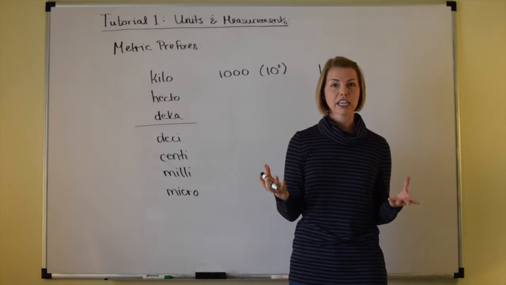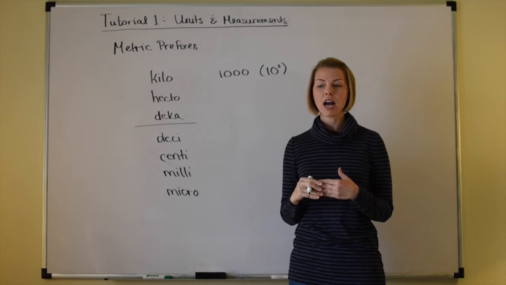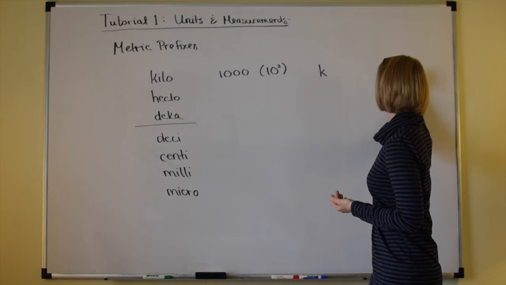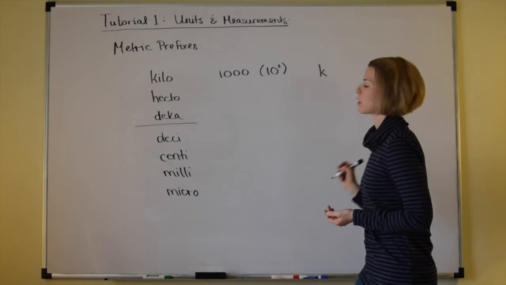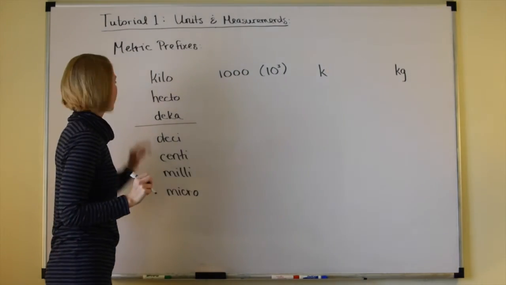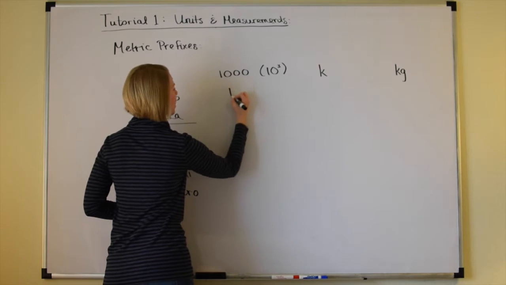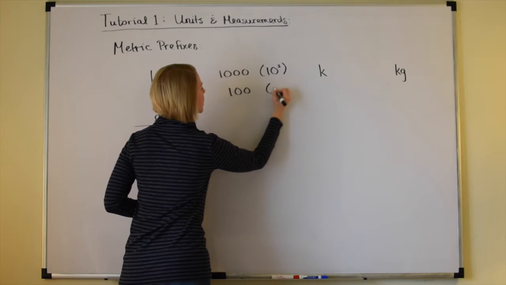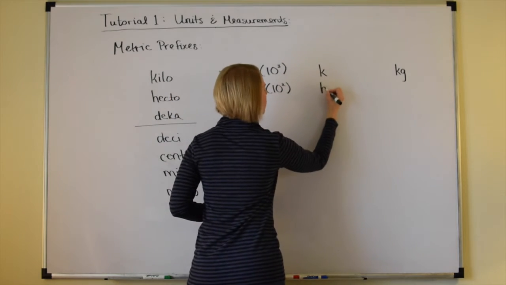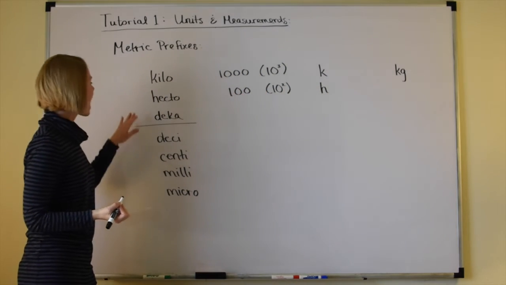So if you were trying to write the abbreviation for kilogram, it would be a lowercase k, and then the abbreviation for gram, which is a lowercase g. So it would look like that. All right, hecto is 100, or 10 to the 2. Abbreviation is a lowercase h.